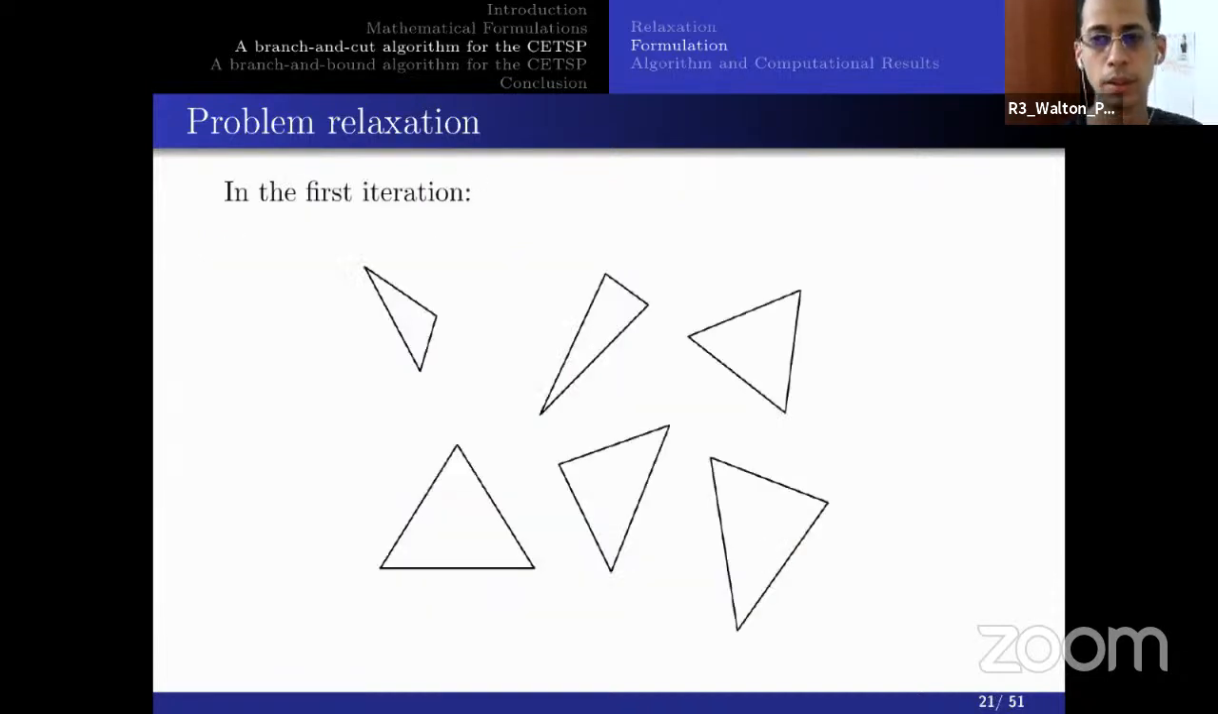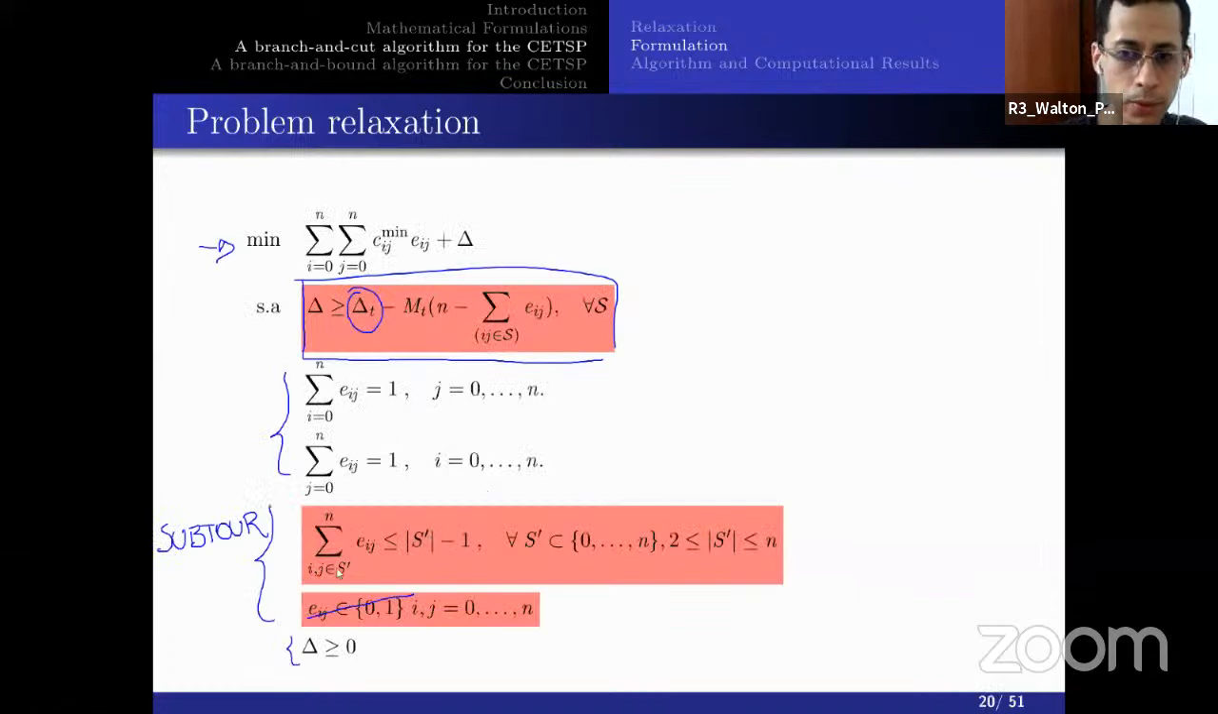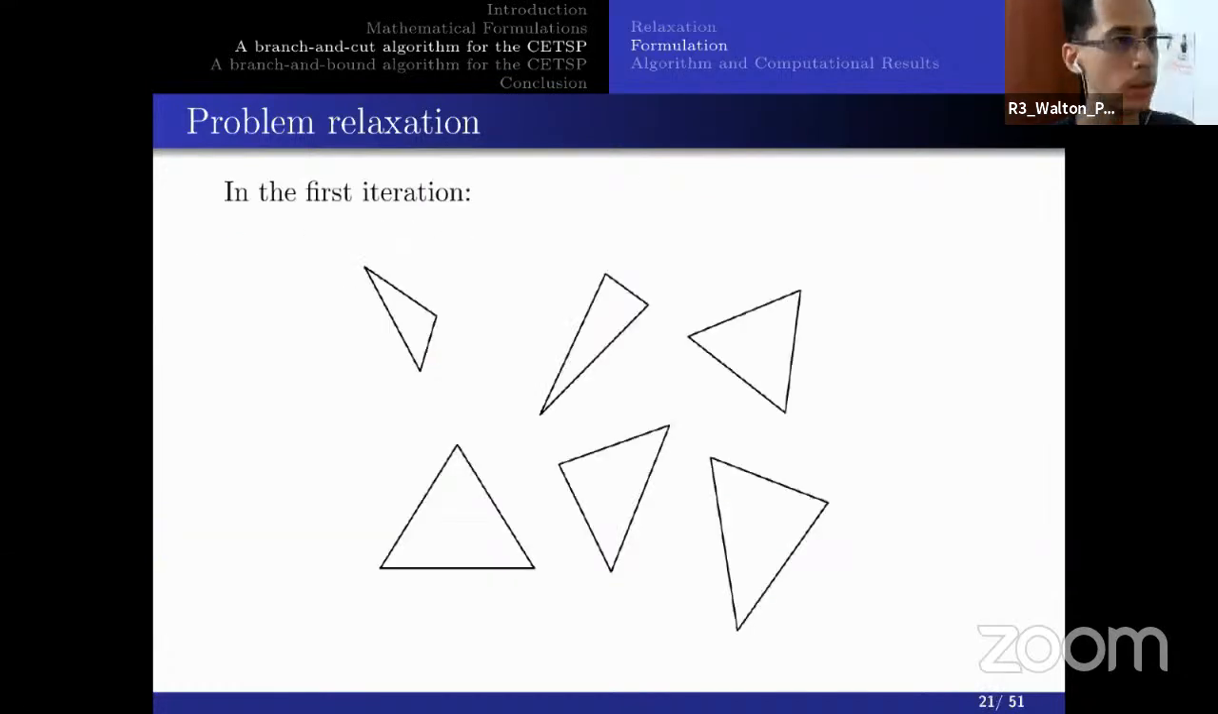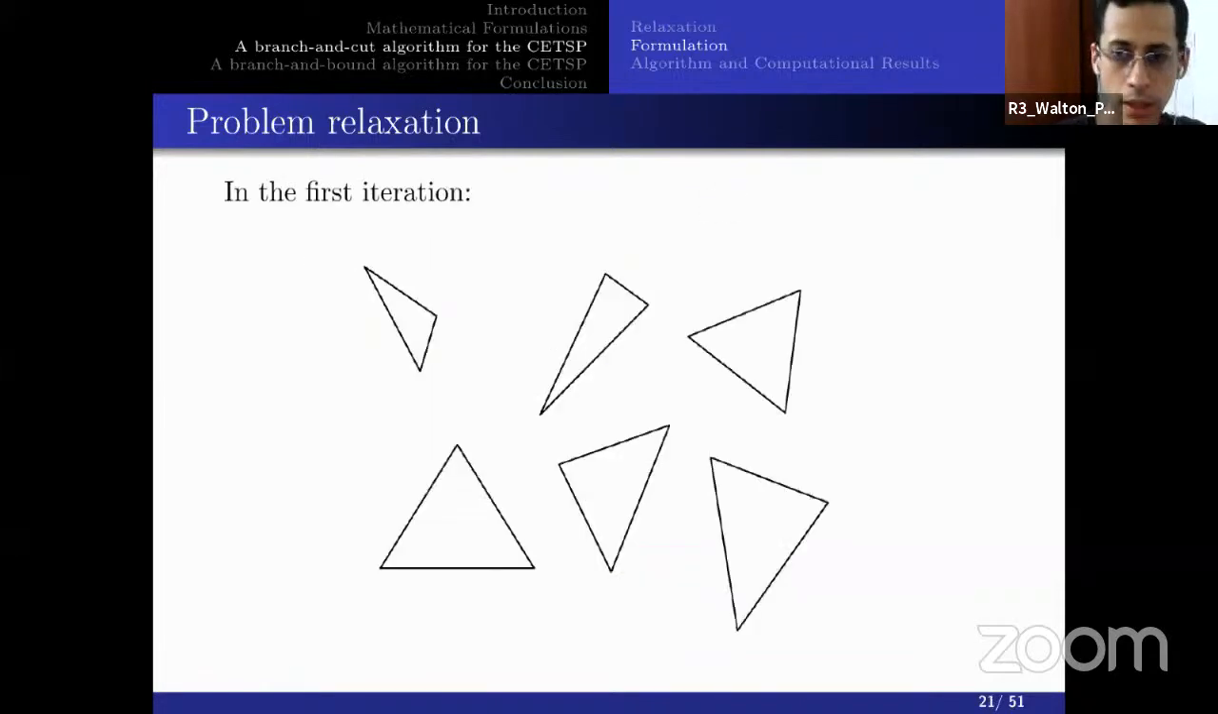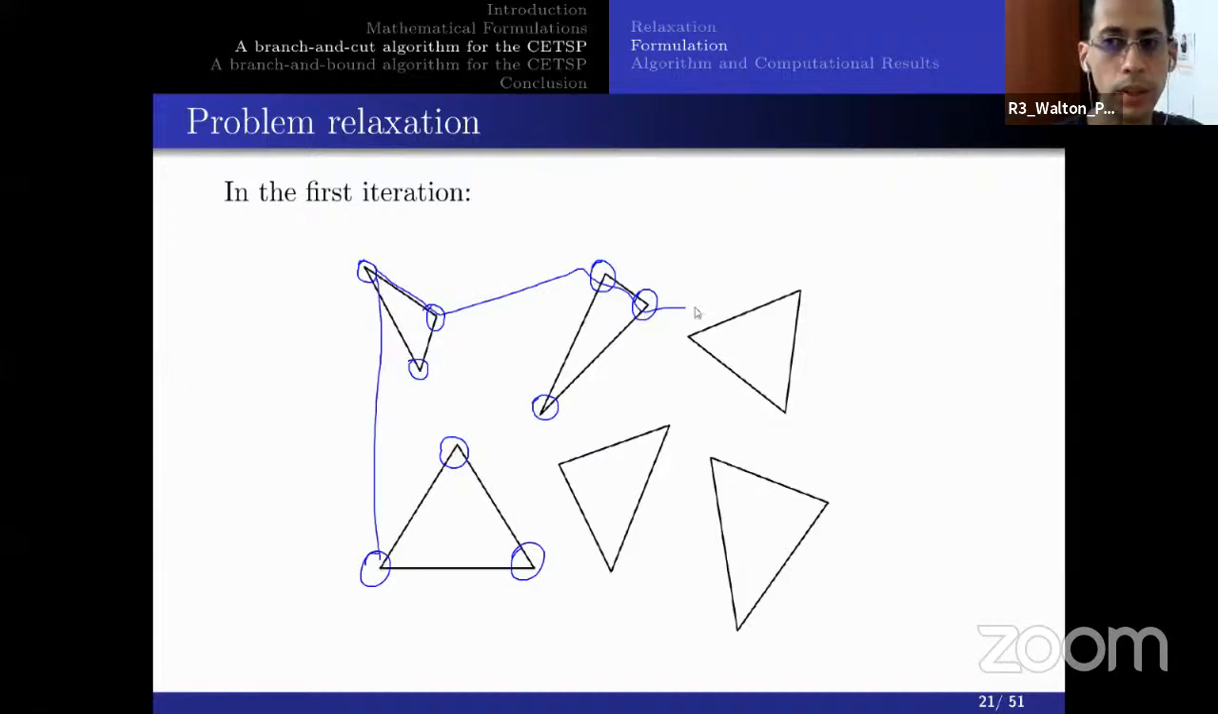So what happens is, if I remove these constraints here, I might have a solution like this. I have several subtours. I'm respecting the visiting constraints here, the assignment constraints, because for every vertex here, I have exactly one edge coming into the vertex and one edge leaving the vertex. But obviously, this is not a valid tour because I need a single tour visiting all the vertices at once.